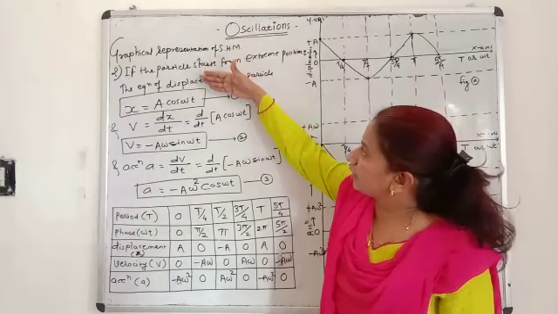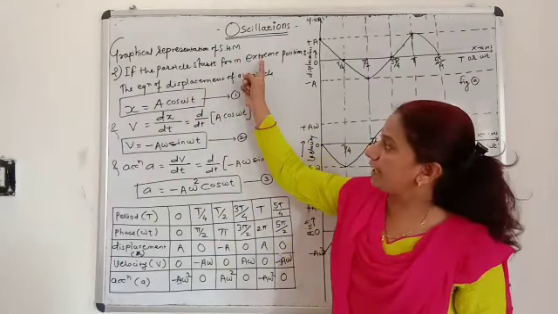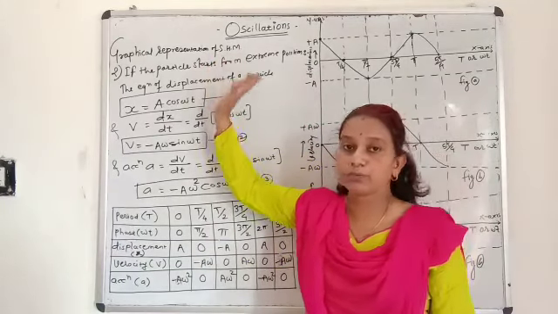So this is the graphical representation of SHM when the particle starts from extreme position. This graphical representation is very important here.